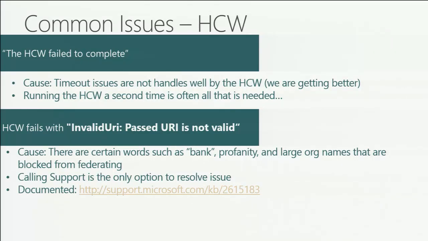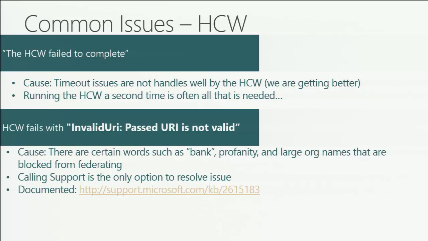Invalid URI is another error that we get when we run the hybrid configuration wizard. The invalid URI basically is saying that you have a domain that is on a block list that we have, and you might say, where is this list? Well, this list is not a physical list. It's not anything I've ever seen, okay? But we do have this mystical, magical, hidden list in Microsoft of names that we prevent from going into the Microsoft Federation Gateway without excluding it, okay?